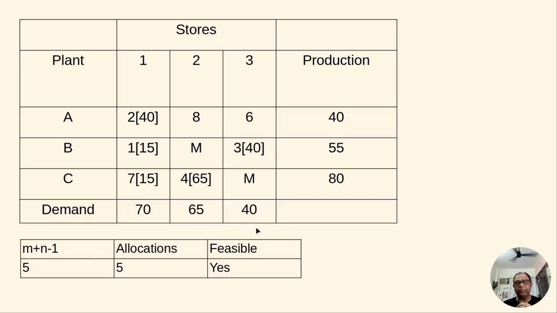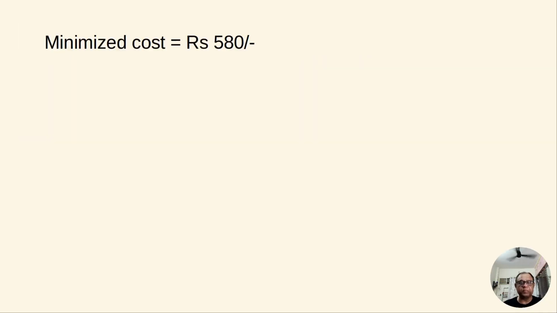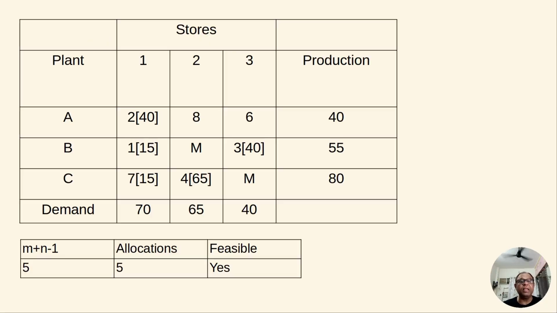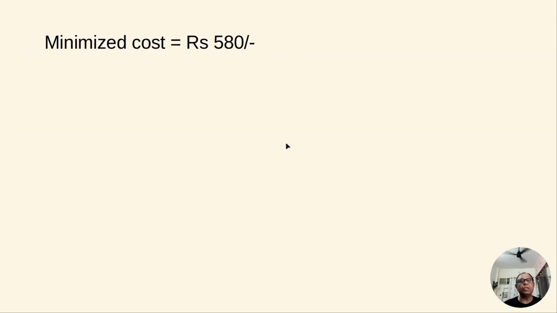Well, is it optimal? Mostly when you use Vogel's approximation method, you come to a near optimal solution. To check optimality, of course, there are other methods. That is, the MODI method is available. Then the stepping stone method is available where you can check it. You can also check it using computers, and you will find that this is the optimal solution. So the minimized cost here is 580. The minimized cost is nothing but the allocation, that is 40 multiplied by 2, and you sum it all up and you come to a minimized cost of 580.